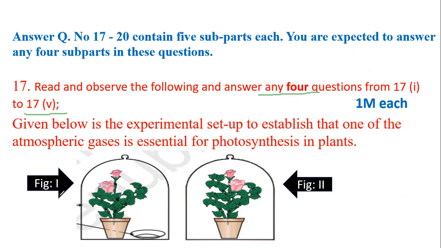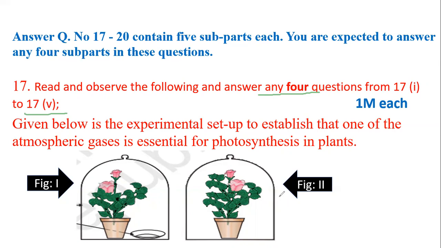We will see the 17th question. What is the context they have given and how the questions will be. Read once. Given below is the experimental setup to establish that one of the atmospheric gases is essential for photosynthesis in plants. Have a look at figure 1 and figure 2, both potted plants. I hope when you look at this diagram, you get an idea where you have seen this picture. Yes, it is one of the activities we have.